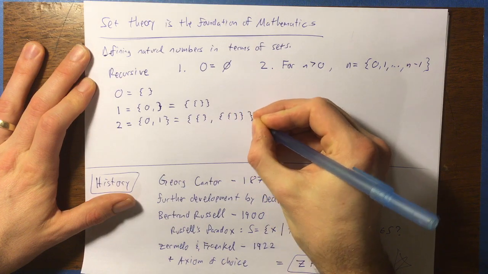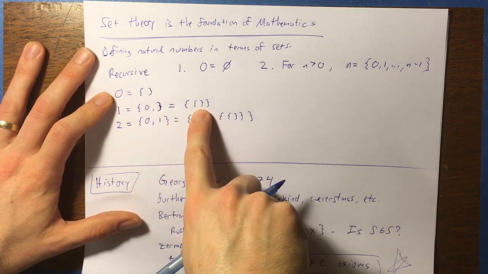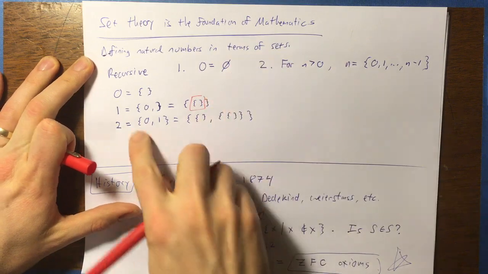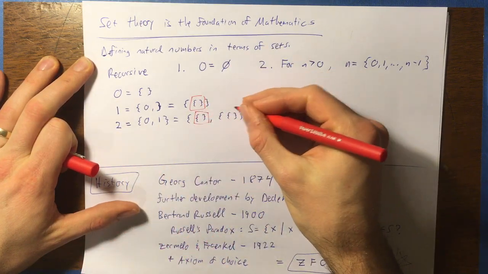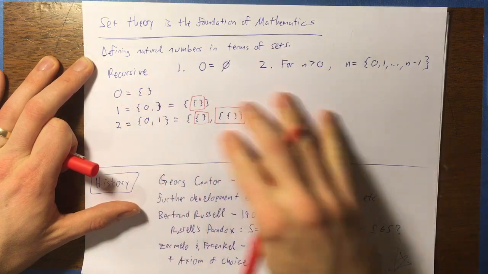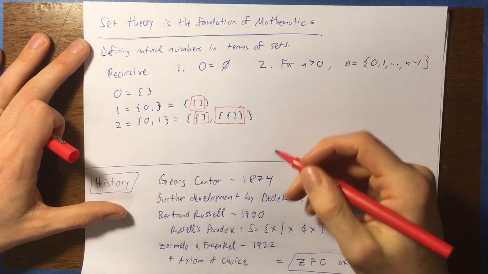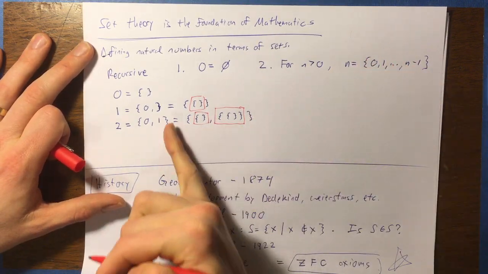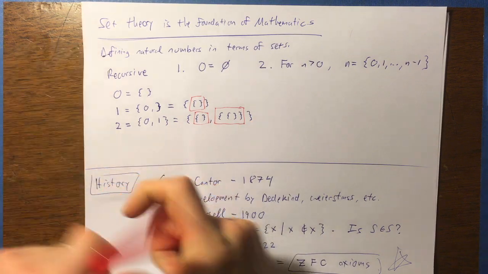Now, you'll notice the cardinality of this set is 0. The cardinality of this set is 1, because it has one thing in it. The cardinality of this set that defines 2 is indeed 2. So technically these natural numbers are defined before cardinality in the logical structure, but once you define cardinality, the cardinality of these sets does correspond to the number that they define.